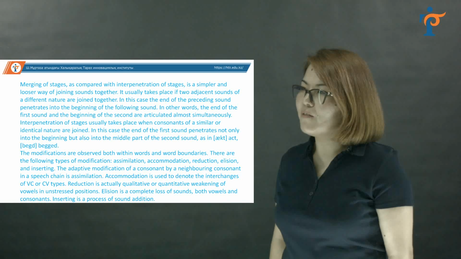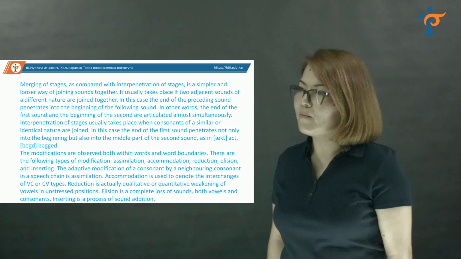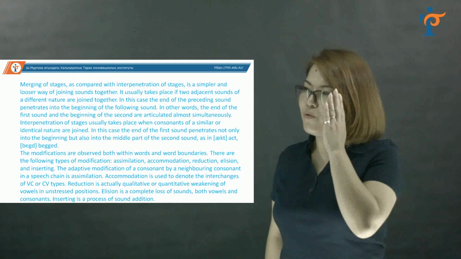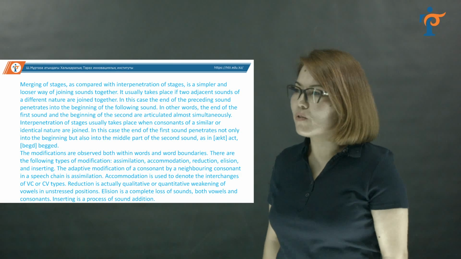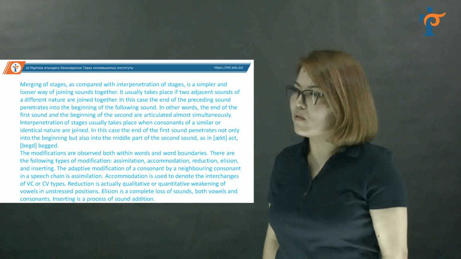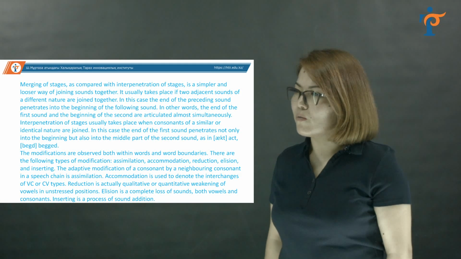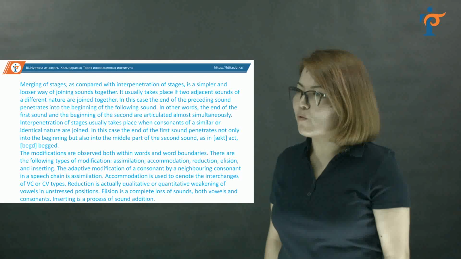The adaptive modification of a consonant by a neighboring consonant in a speech chain is assimilation. Accommodation is used to denote the interchanges of vowel, consonant, or consonant-vowel types. Reduction is actually qualitative or quantitative weakening of vowels in unstressed position. Elision is a complete loss of sounds, both vowels and consonants. Inserting is a process of sound addition.